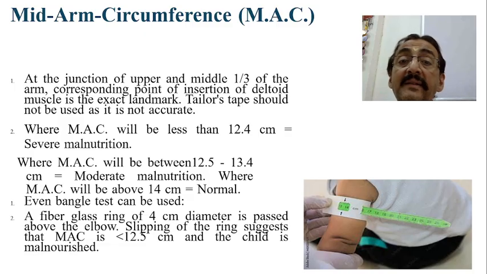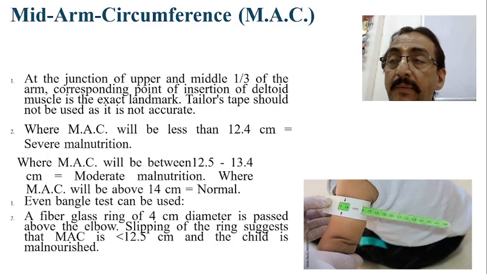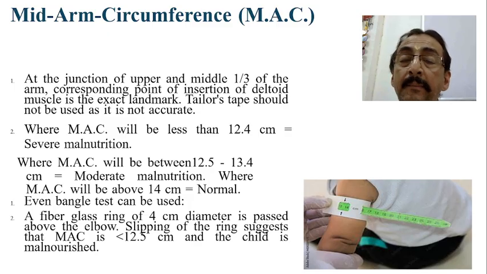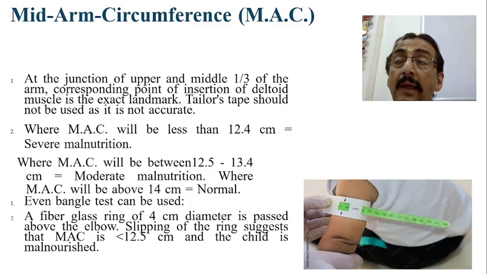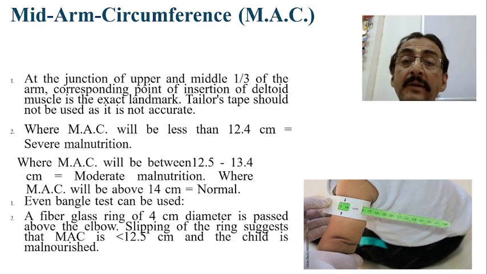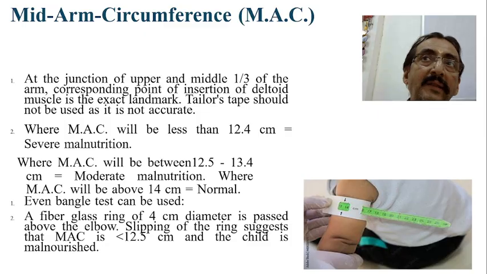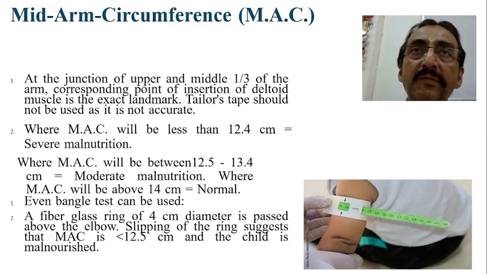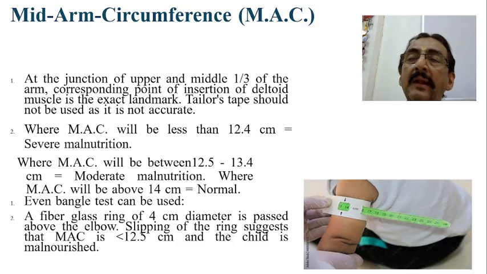then it is considered as severe malnutrition. If the mid-arm circumference is between 12.5 to 13.4 centimeter, then it is considered as moderate malnutrition. Whereas if the mid-arm circumference is above 14 centimeter, then it is considered as normal. So anything above 14 is considered normal as far as mid-arm circumference is concerned. But anything less than 14 is either moderate, or if it is less than 12.4, then definitely it is considered as severe malnutrition.